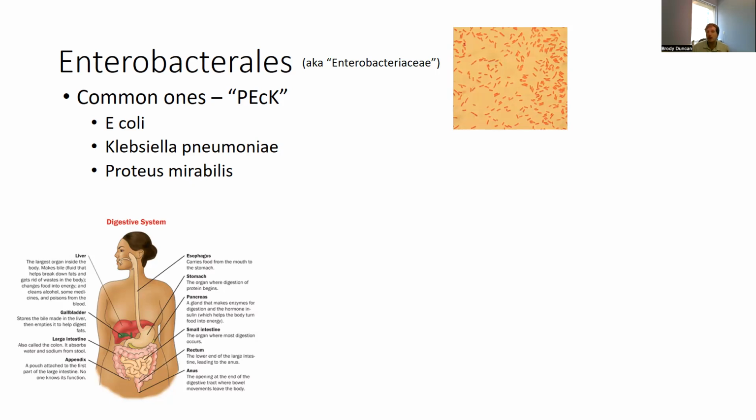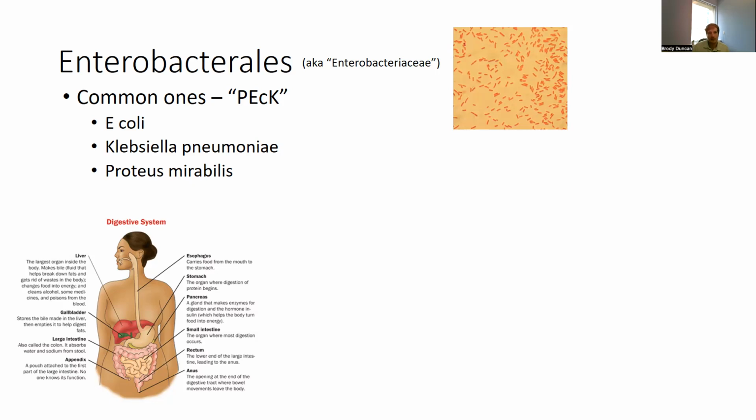The good news is that a lot of these bacteria are ones you're probably already familiar with. The common ones you can remember with this PEC acronym. So it's E. coli, Klebsiella pneumoniae, and Proteus mirabilis. These are hands down the 3 most common Enterobacterales.